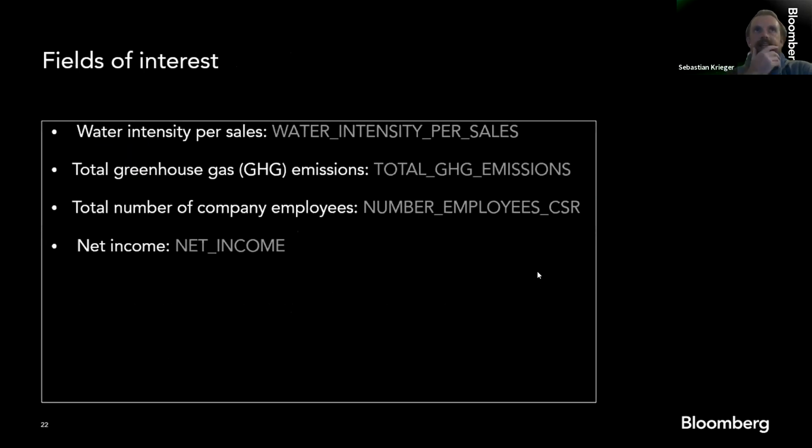For the sake of this exercise, we're interested in these 4 fields: the water intensity per sales that Ricardo mentioned earlier, total greenhouse gas emissions, the total number of company employees, and the net income of a company.